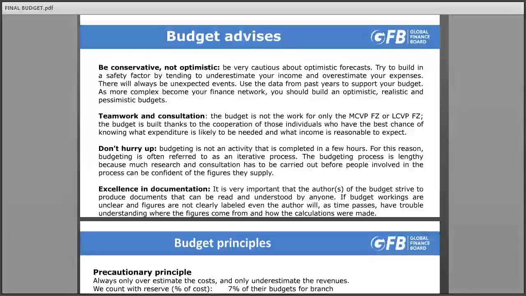Finally, excellence in documentation. It's always very important that the authors of the budget strive to produce documents that can be read and understood by anyone, in order to avoid some misunderstandings that can occur during the monitoring and tracking of the budget.